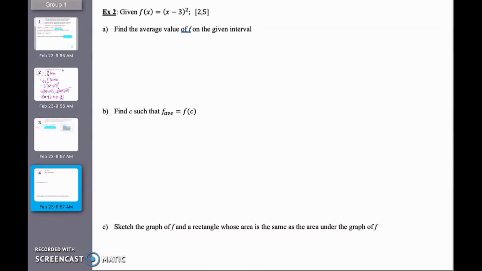Last example in this section of notes says, given f of x is equal to (x minus 3) squared, and we've got the interval from 2 to 5, find the average value of f on the given interval. So we're going to do another example of finding our average value. I know my f average is going to be equal to 1 over b minus a, so in this case 1 over 5 minus 2, times the integral from 2 to 5 of (x minus 3) squared dx.